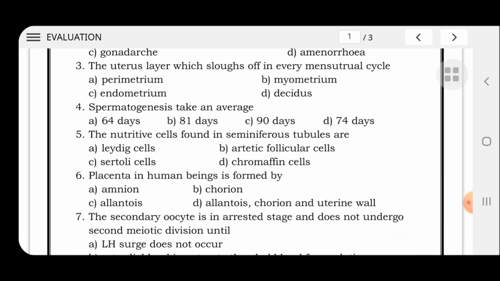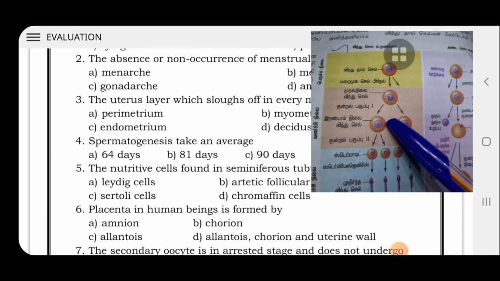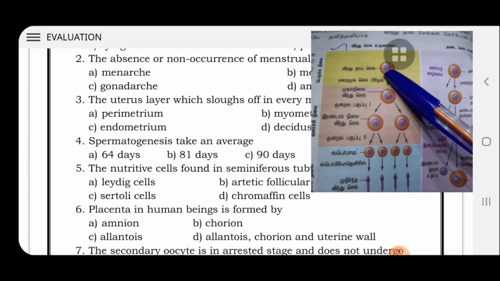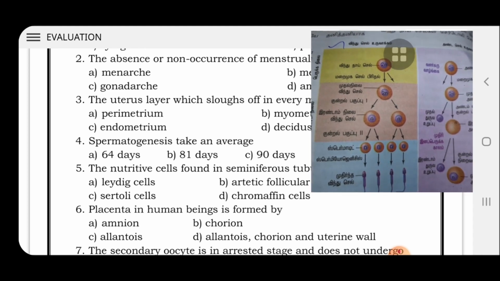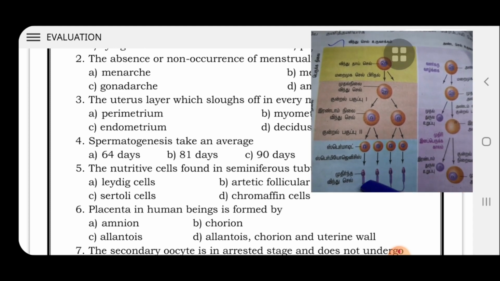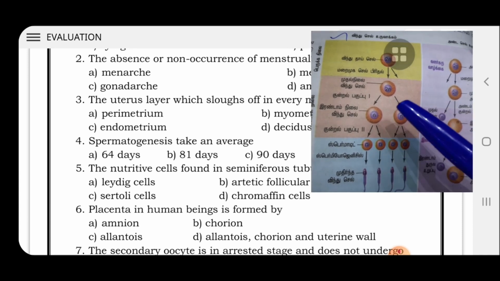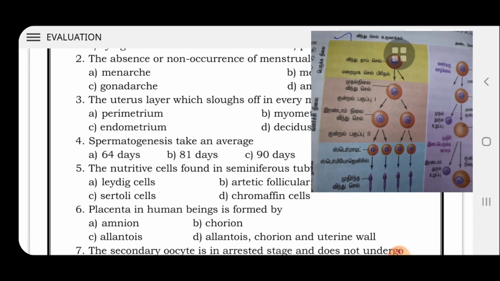Spermatogenesis takes an average of how many days? Spermatogenesis means formation of the sperm. In this process, a single spermatogonium undergoes mitotic and meiotic divisions to form 4 sperm. This process is called spermatogenesis, and it takes 64 days. So here the answer is 64 days.